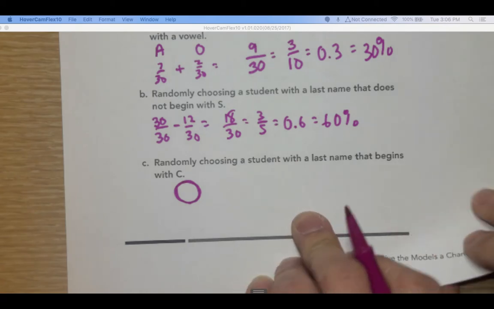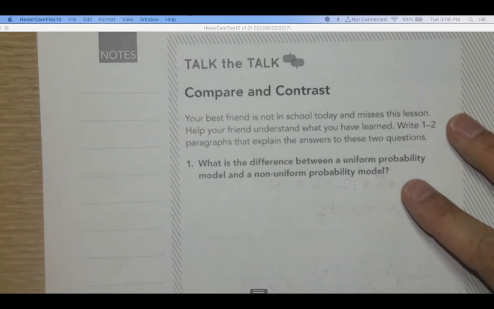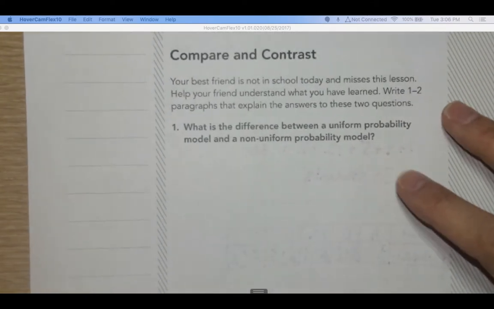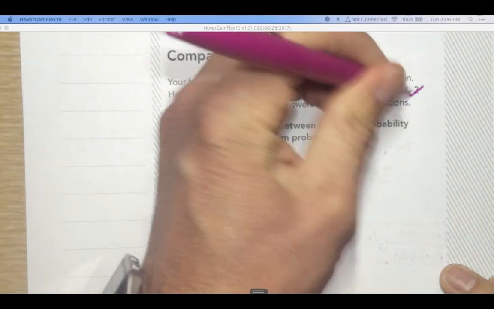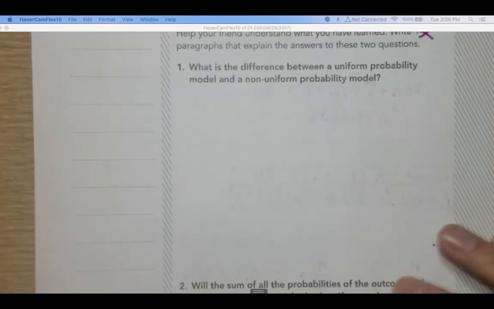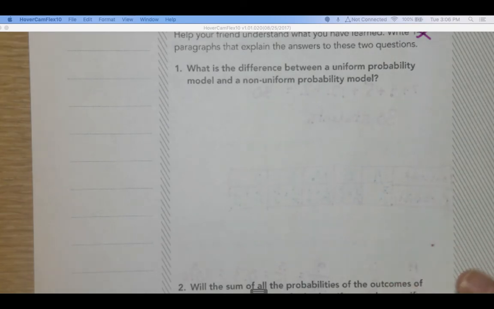Quickly, a look at the talk. Compare and contrast. Your best friend is not in school today and misses this lesson. Oh, none of us are in school. Help your friend understand what you have learned. Write 1 to 2 paragraphs that explain the answers to these 2 questions. Just think about the answers for a little bit.